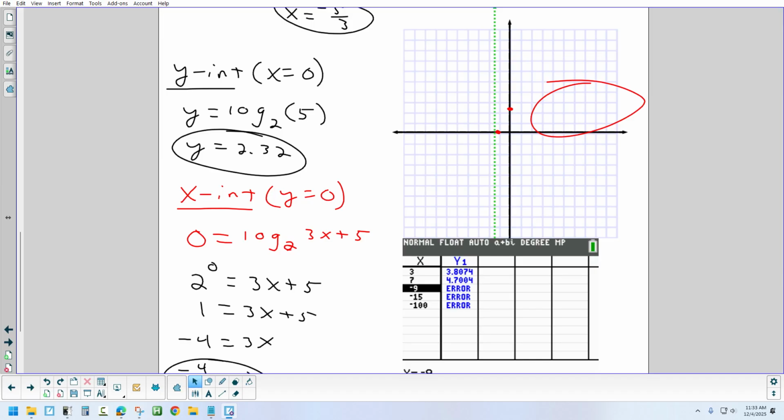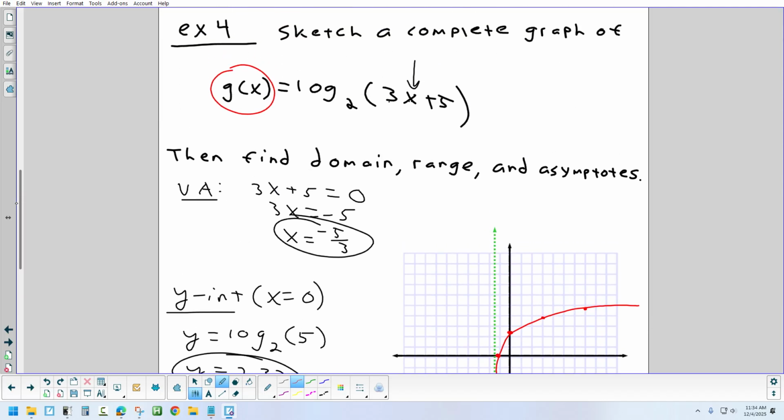So 3, we're at just under 4. About right there. And then 7, we are a little bit under 5. About right there. Oh, that's pretty good. So now just draw your sketch. All right. Any question on that?